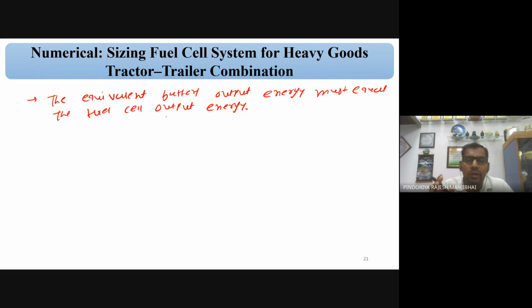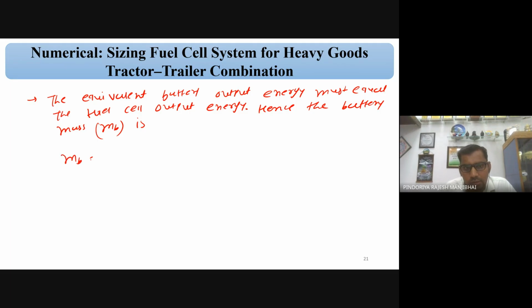So it means we have to maintain both in a balanced condition. Otherwise, there is an issue with the system. Correct? Suppose both are unbalanced, then maybe there is an issue with the system. First, the battery mass, hence the battery mass MB. So finally we have to calculate the MB, correct?